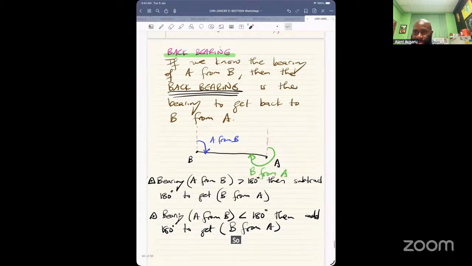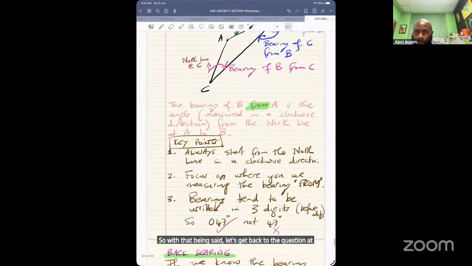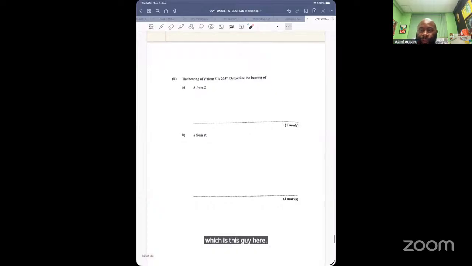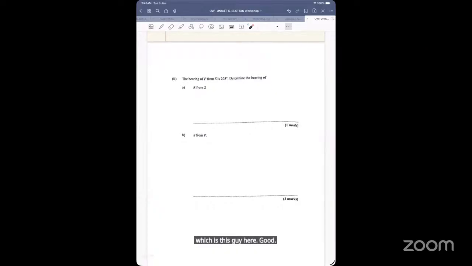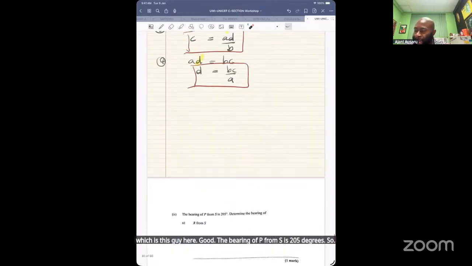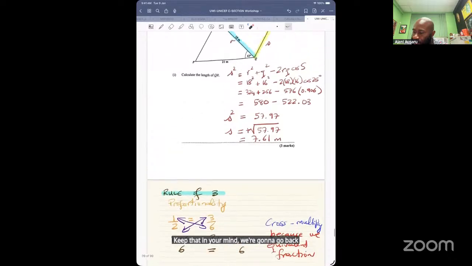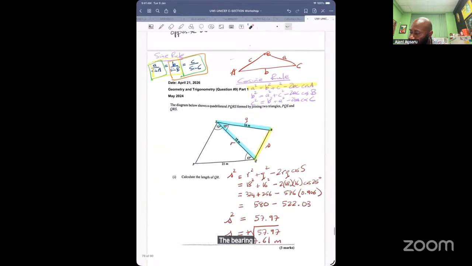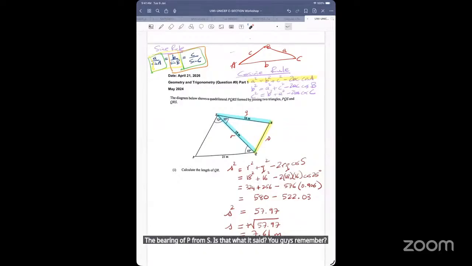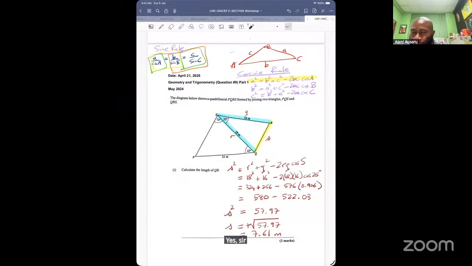So with that being said, let's get back to the question at hand, which is this guy here. Good. So the bearing of P from S is 205 degrees. So keep that in your mind. We're gonna go back to the picture. The bearing of P from S. Is that what it said? You guys remember? Yes, sir. So tell me what to do on this picture now. I want to draw that in on the picture. The bearing of P from S.